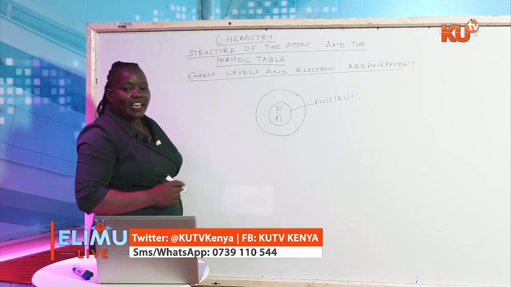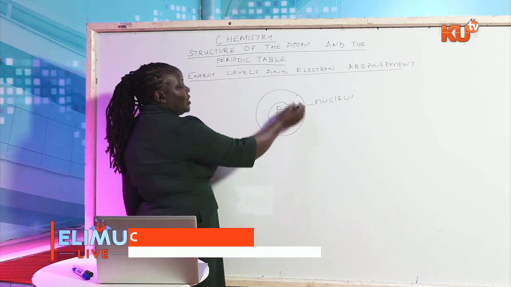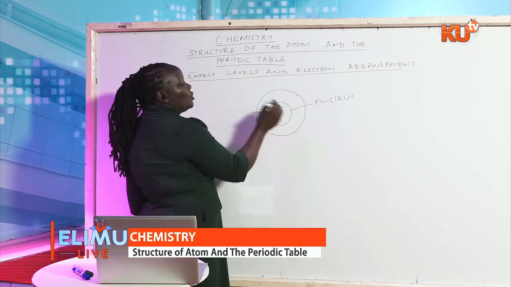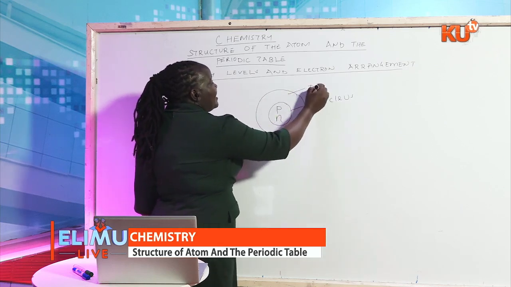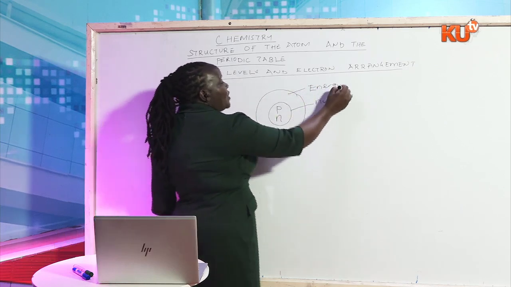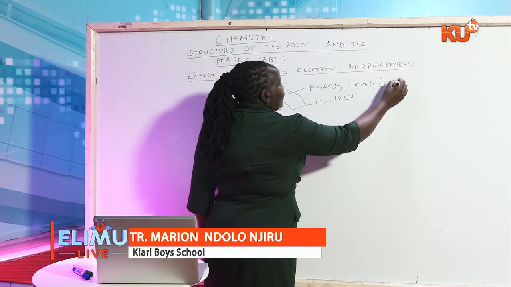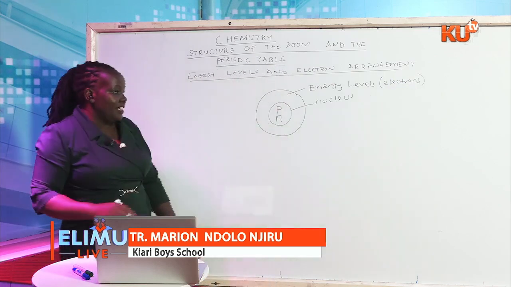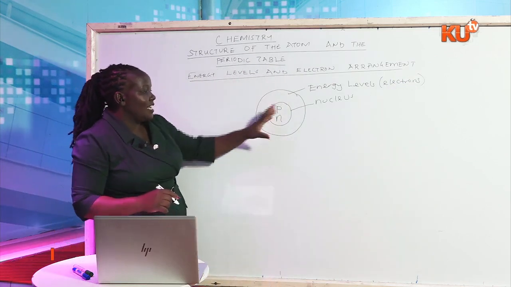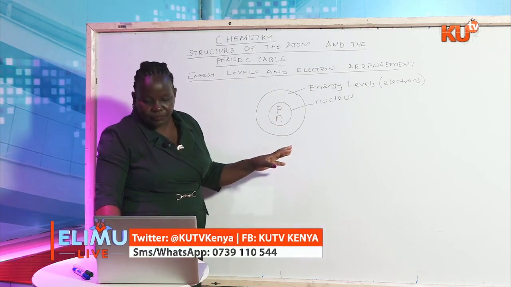In our lesson today, we are going to look at the region around the nucleus, and this is what we refer to as the energy level. So around the nucleus, we have the energy levels, and this is where we have the electrons. So our today's lesson will be on the region that is around the nucleus. That is where we have the electrons.